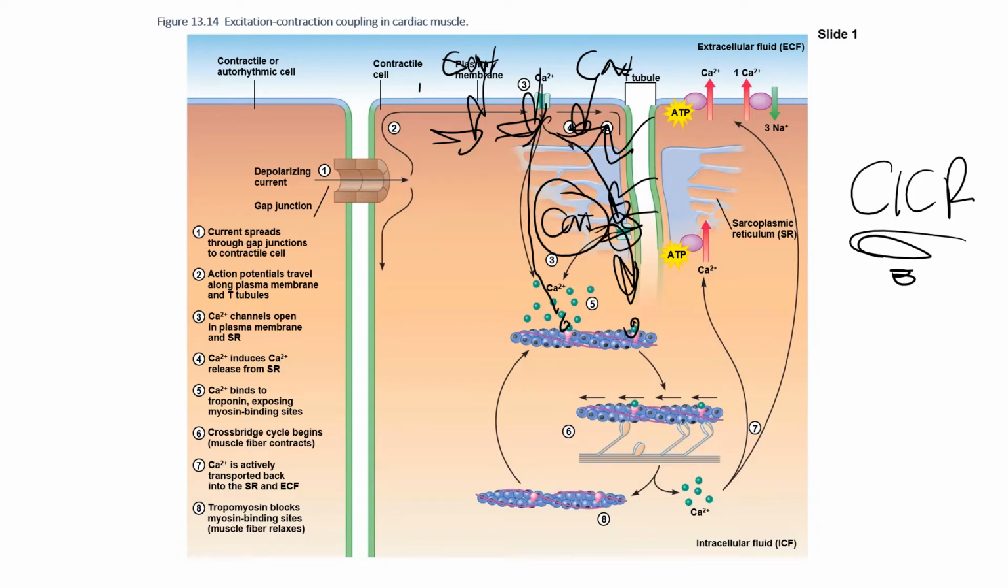Why? Because so much calcium is coming in from the action potential propagation, right? There's a ton of calcium that's coming in through these voltage-gated calcium channels all throughout the plasma membrane and the T-tubule.